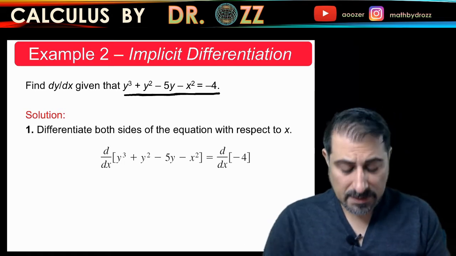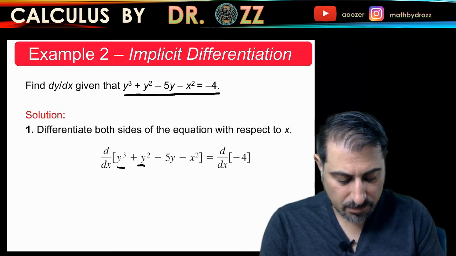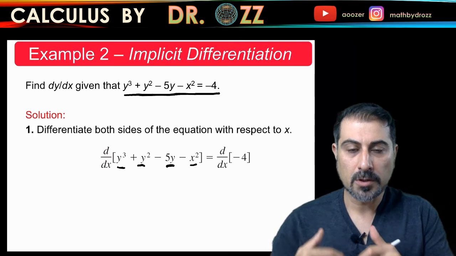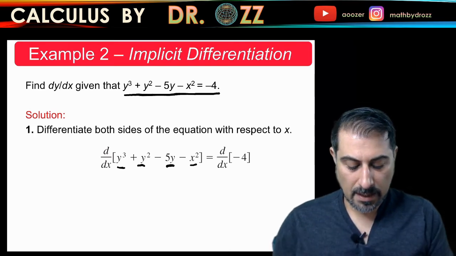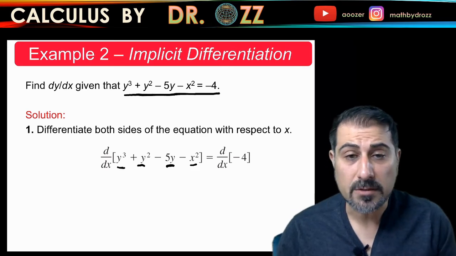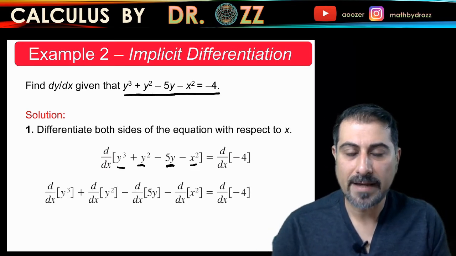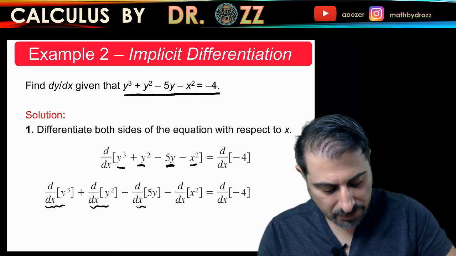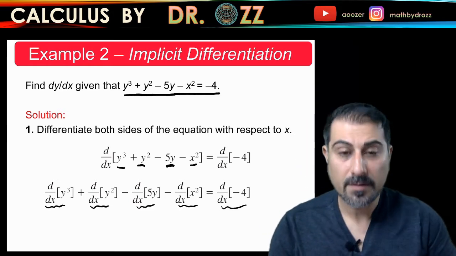And on the left-hand side, we have the sum or difference of each term. So why don't we divide and conquer? So we have to split the derivatives onto each piece here. And this is what we have. So now we're going to individually take these derivatives, okay?